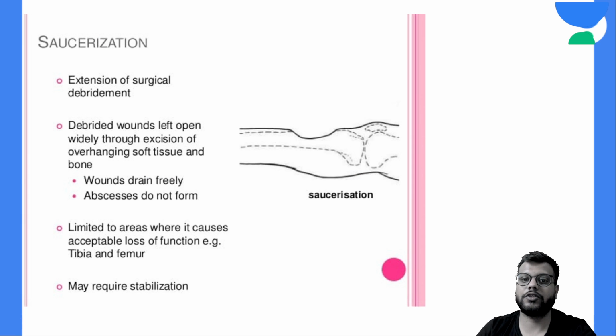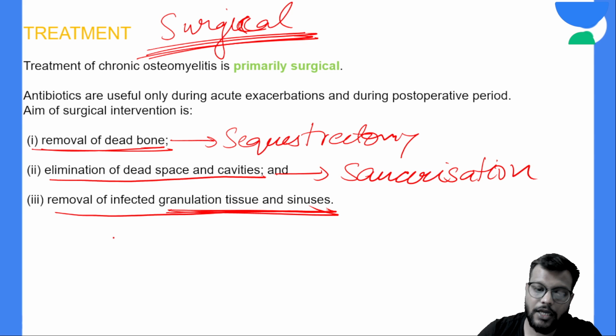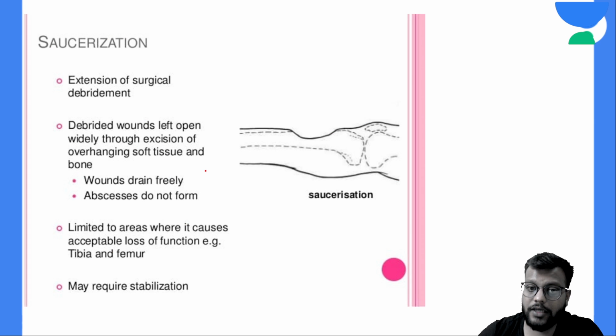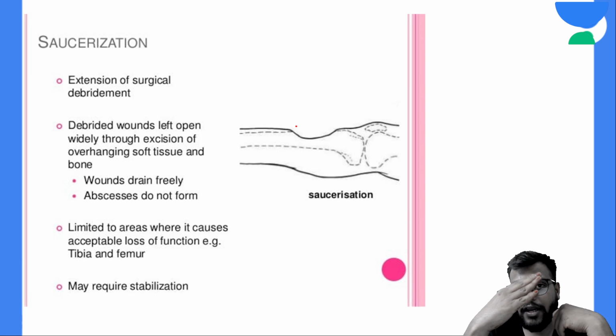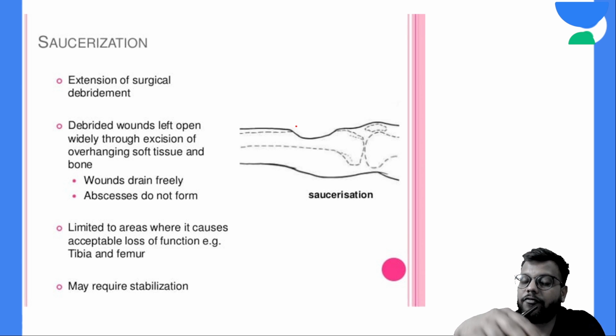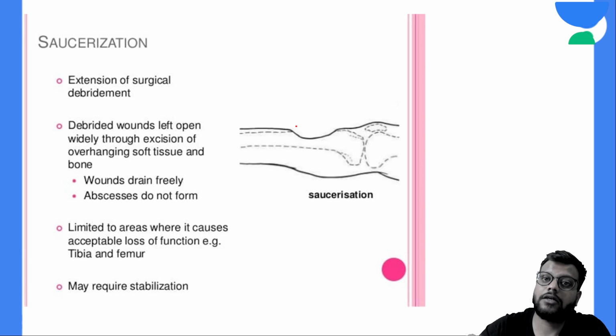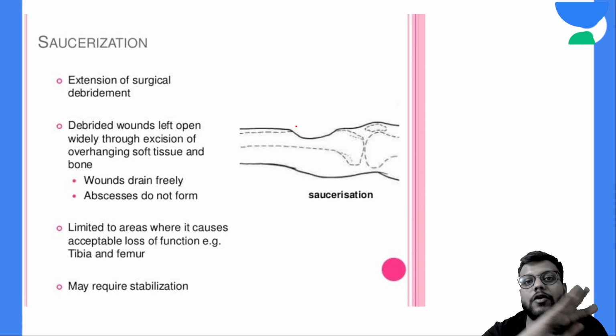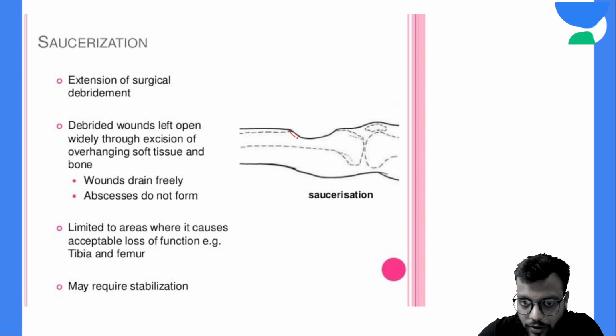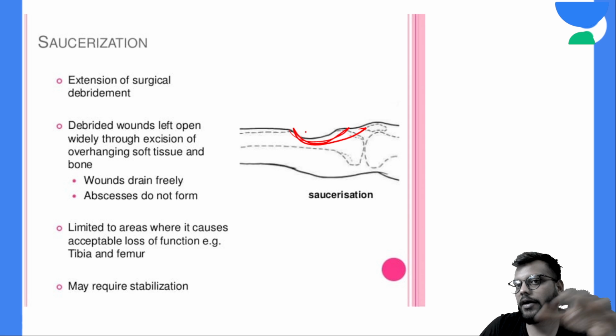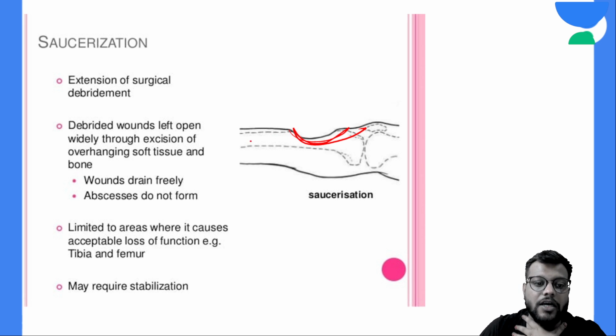Now what is saucerization? See it like this, the bone is hollow. Okay, this is your bone. So you have removed the dead bone, but the bone is hollow, so it will provide a cavity, or an area for the reinfection, for the pus to set in. But if you excise that hollow thing, there will be no space for the pus to set in, so you remove the bone like this. So this is called saucerization, and it is left open for some time, and when the infection is cured and healing takes place, then you go for the grafting etc.